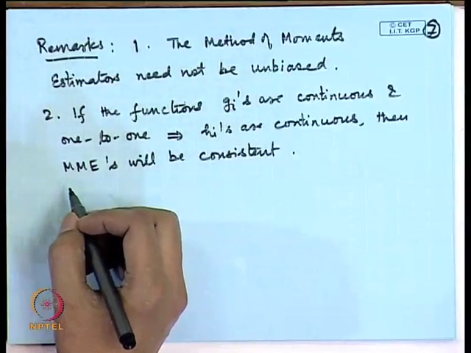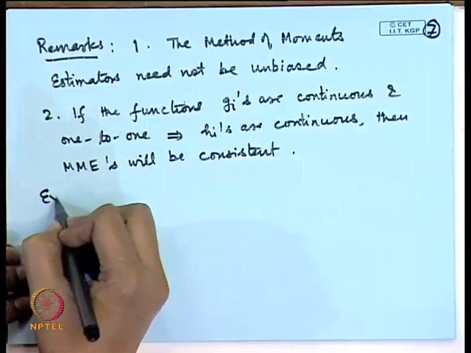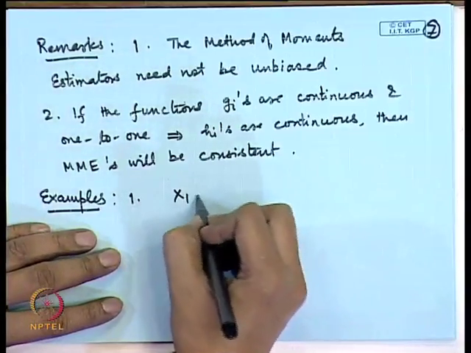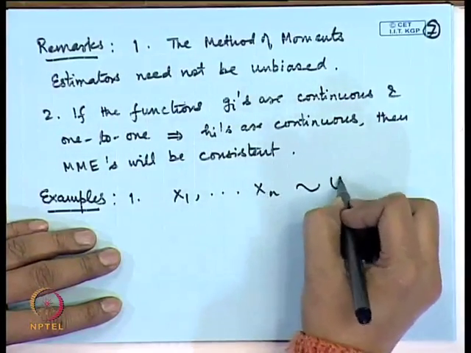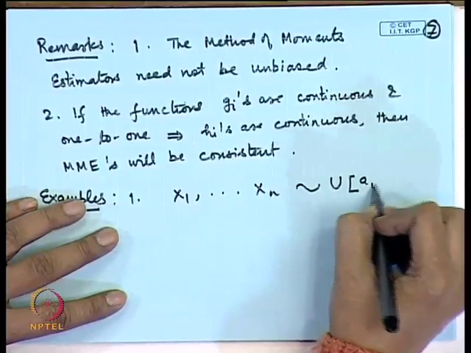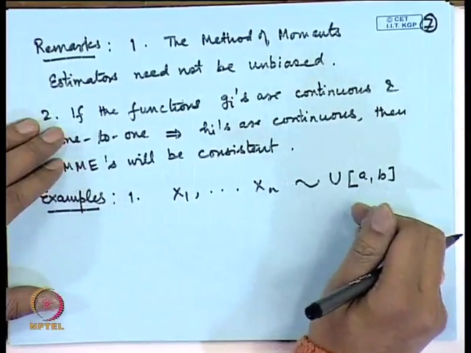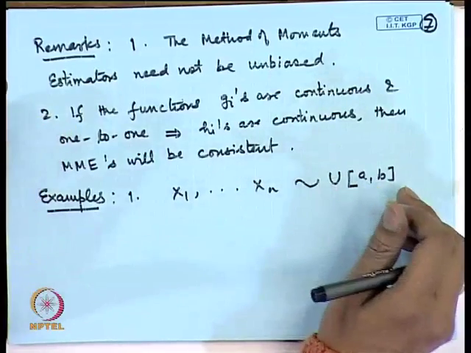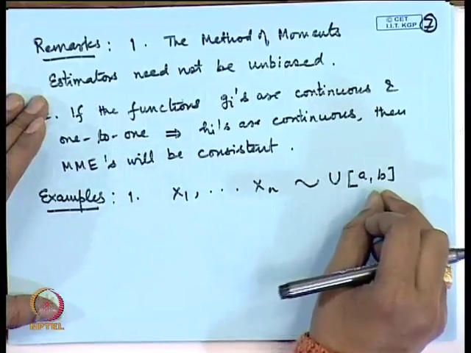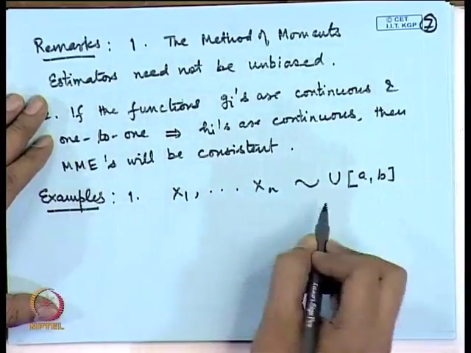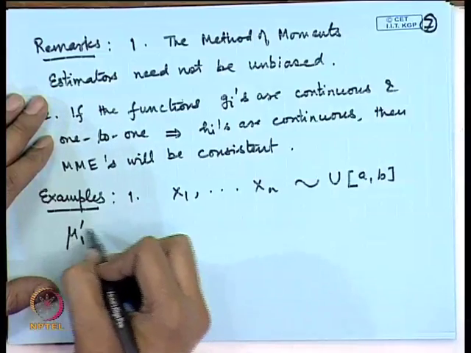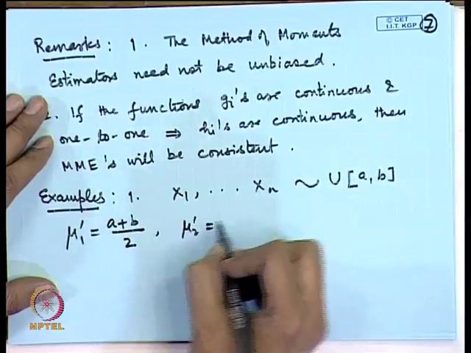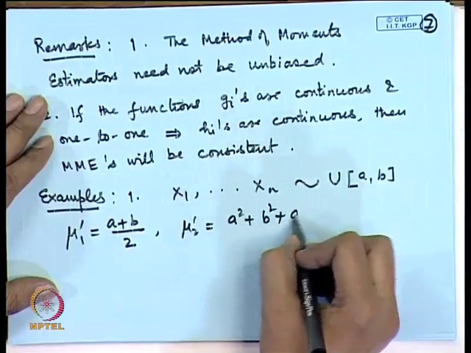Let us take up another case. Let us take say x 1, x 2, x n, a random sample from a uniform distribution on the interval a to b. Again you may have different conditions, for example, it may be a one parameter situation, that means a may be known or b may be known or both may be unknown. So, I will consider the case when both a and b are unknown. That means, we have two parameters. So, we write down the first two moments: the mean is a plus b by 2 and the second moment is a square plus b square plus a b by 3.